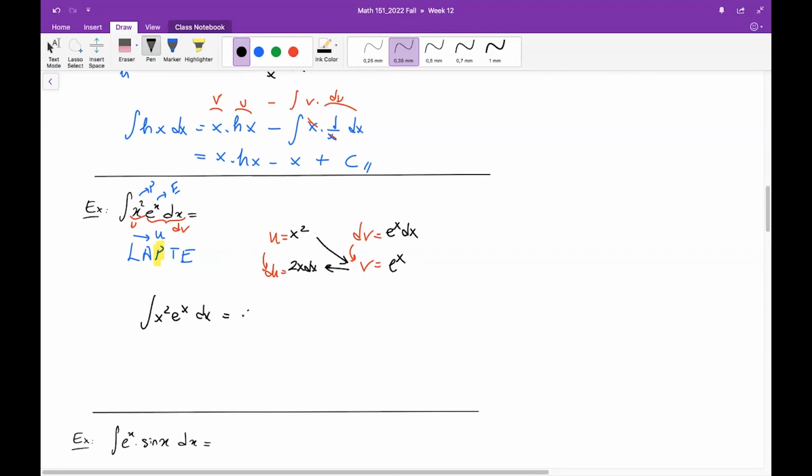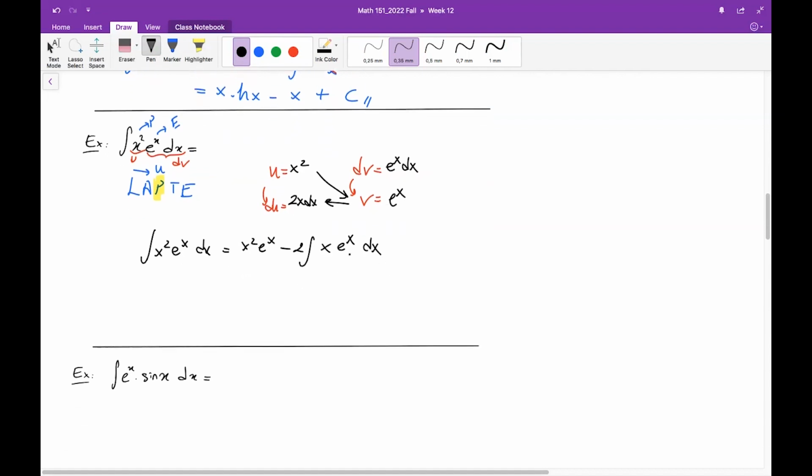So use the direction of arrows to write down the result. It is x squared times e to the power x minus integral this times this. 2 comes out, x times e to the power x dx. Okay, now in this integral, you need to apply one more integration by parts because it is still in the form of a product of two functions. One of them is polynomial, the other one is exponential, two different types. That's why we will apply one more integration by parts.